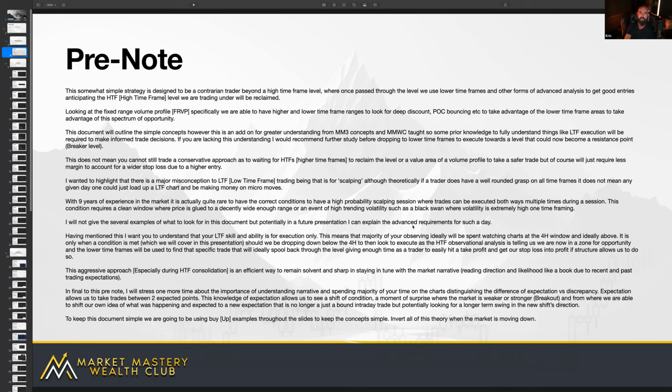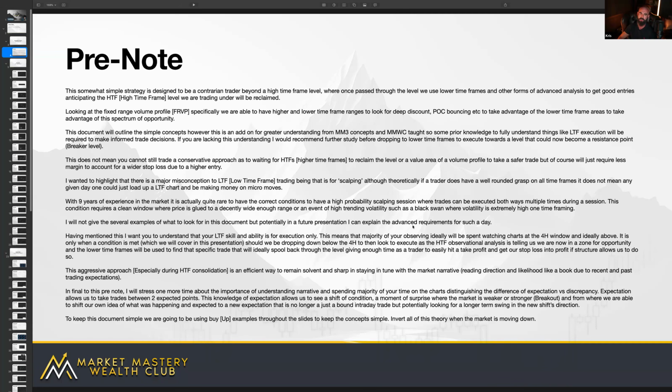So what does that mean? This means the majority of your observing ideally would be spent watching charts at the 4-hour window and ideally above. It is only when a condition is met, which we'll cover in this presentation, that we should be dropping below the 4-hour to look to execute, as the higher time frame observational analysis is then telling us we're in a zone of opportunity, and the lower time frames will be used to find that specific trade that will ideally spool back through the level.